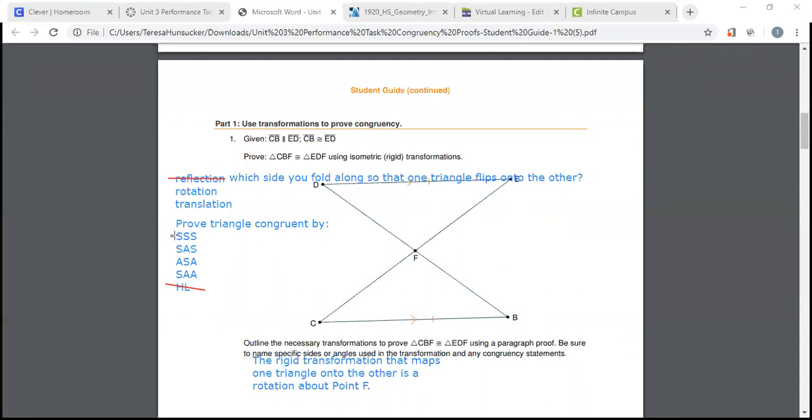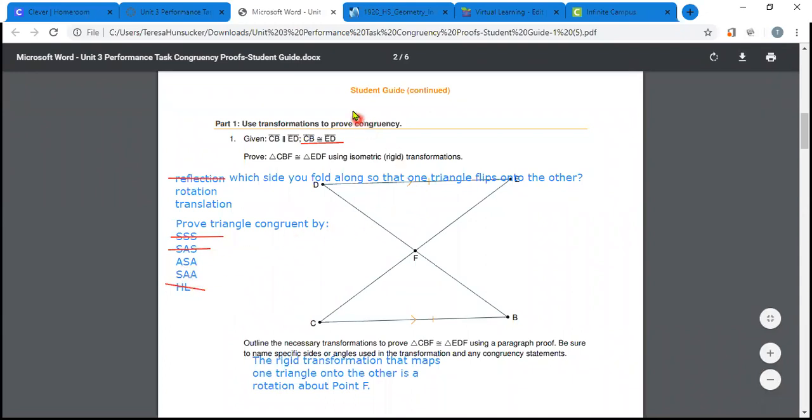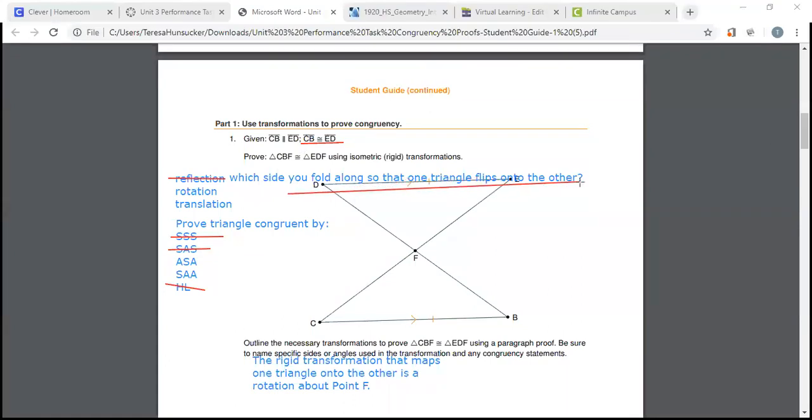So it's not going to be side-side-side because that's 3 pairs of corresponding sides. It's not going to be side-angle-side because that requires 2 pairs of corresponding sides, and we're not given more than one pair. If you notice in the given statement, it says CB is congruent to ED. That's all we know. All right, so it's either going to be angle-side-angle, or side-angle-angle. That we can definitely find 2 pairs of corresponding angles congruent. And the reason we can do that is, watch this, DE.